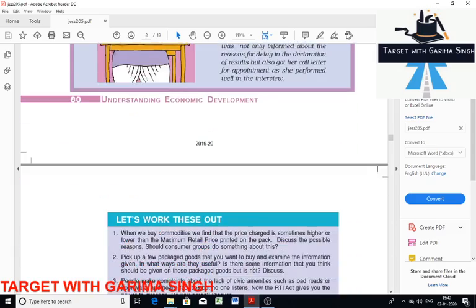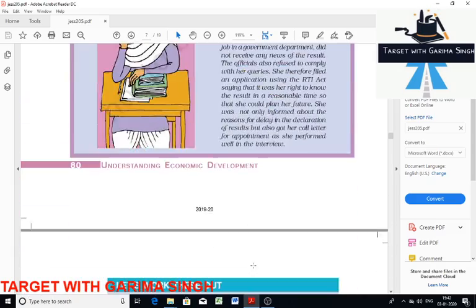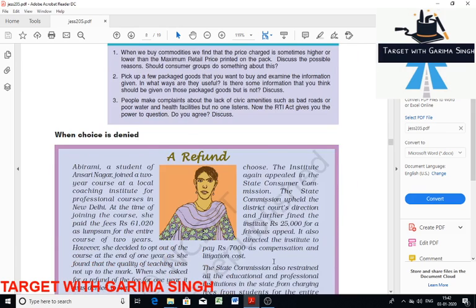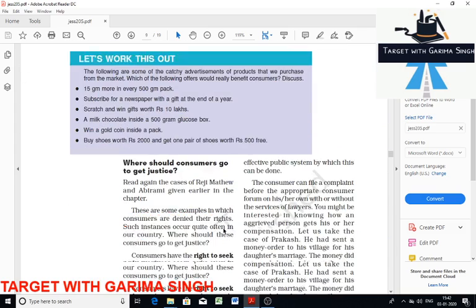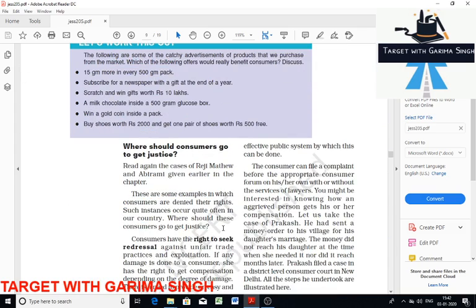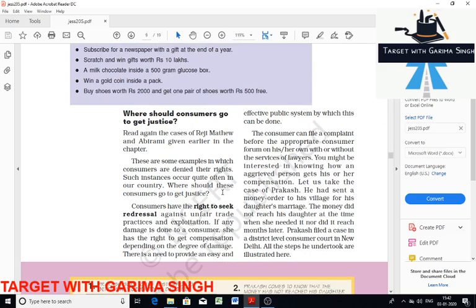Then next is the right to choose. Any consumer who receives a service, in whatever capacity, regardless of age, gender, and nature of service, has the right to choose whether to continue to receive the service or not. Next is the right to be heard. Where should a consumer go for justice? Basically, in the consumer forum, the consumer has the right to be heard in case of a grievance.